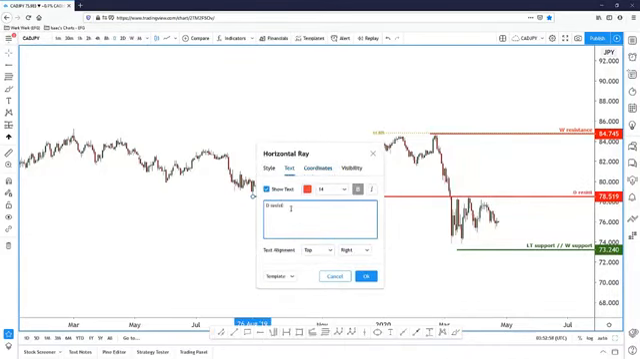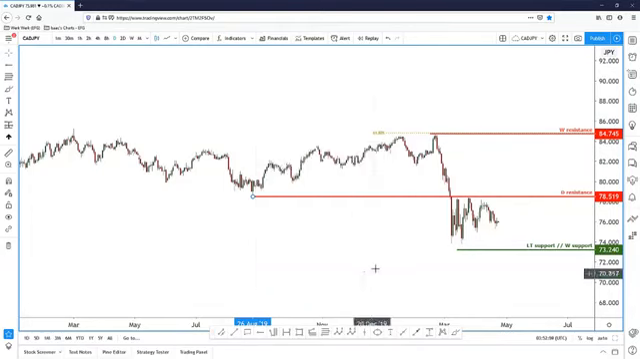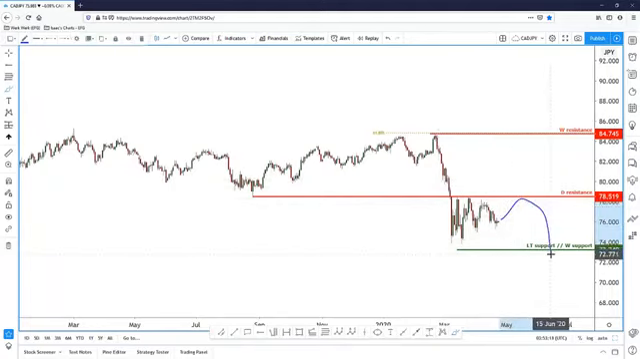So this is the daily resistance. And we see that price is actually holding in between the daily resistance and the weekly support. However, what I'm thinking is that price could make a final push up here before coming back down. But let's look for a daily support first.